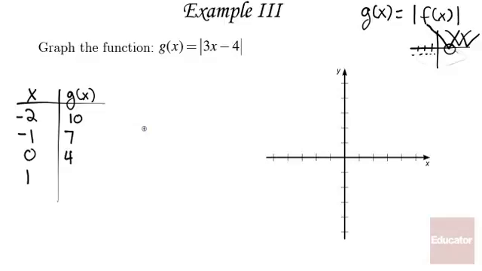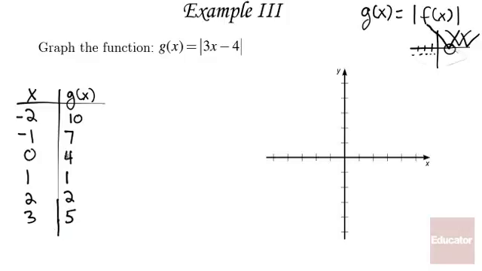Now let's choose some positive values. If I let x be 1, that gives me 3 minus 4, which is -1. However, the absolute value of that is 1. A couple more positive values. 2, if I insert 2 in here, I'm going to end up with 6 minus 4, and that's going to give me the absolute value of 2 is 2. And finally, 3 times 3 is 9, minus 4 would give me 5, absolute value 5.